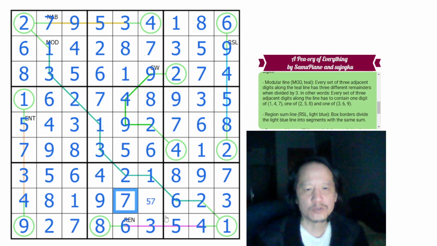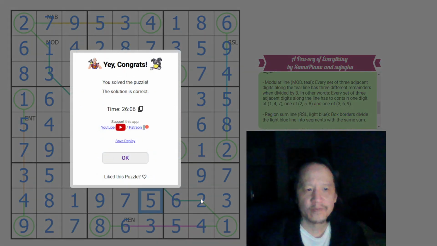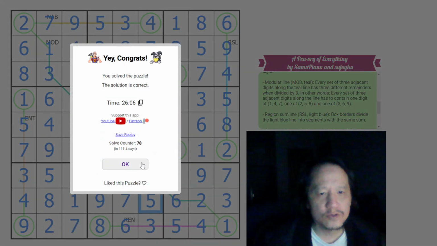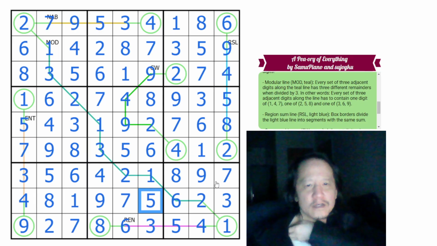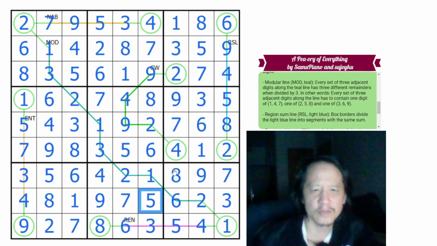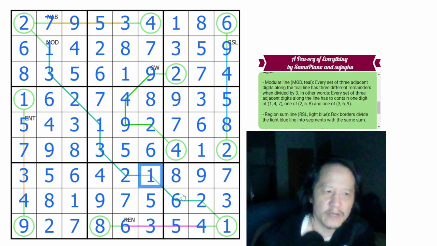This is all just normal Sudoku. That's a 7, and this is a 5. And that's a solution. Fairly straightforward, actually. Yeah. Not very difficult, actually, I thought.